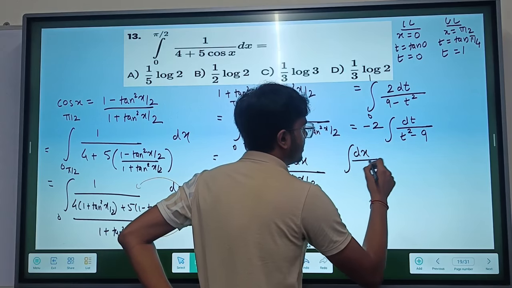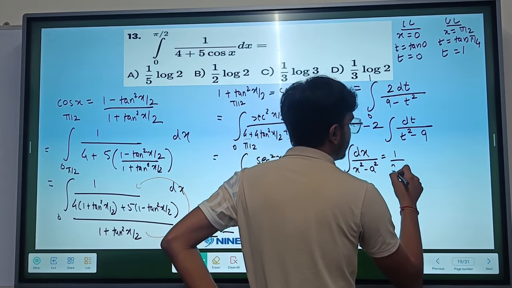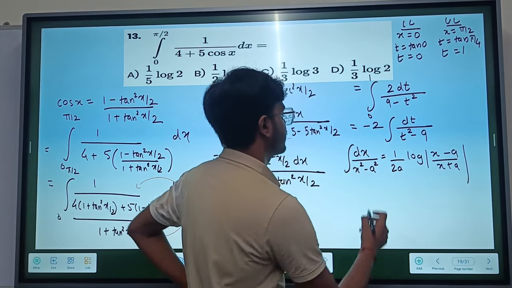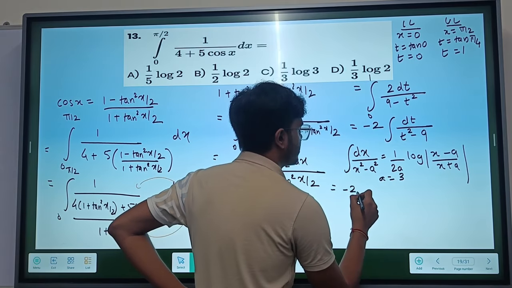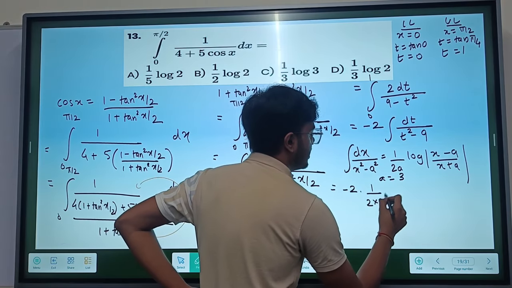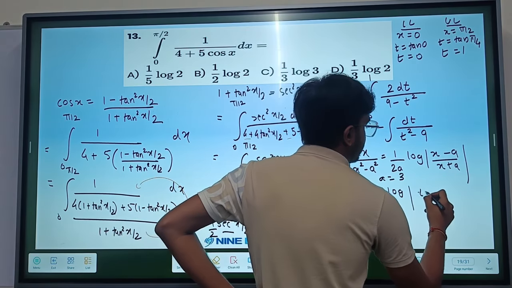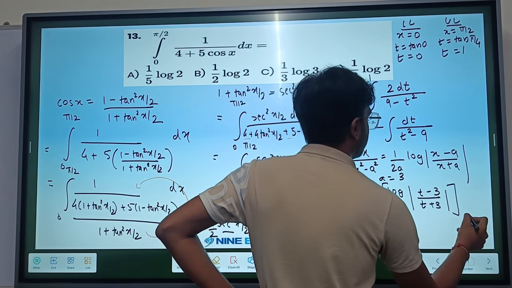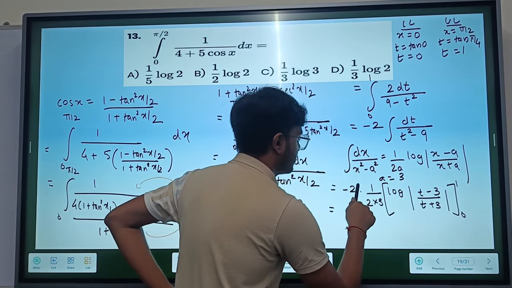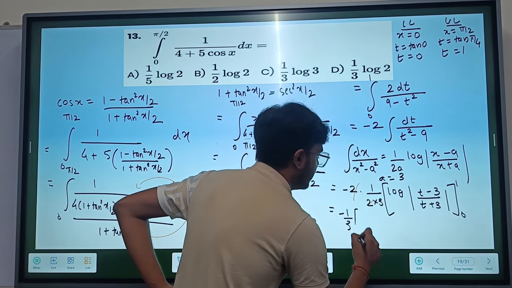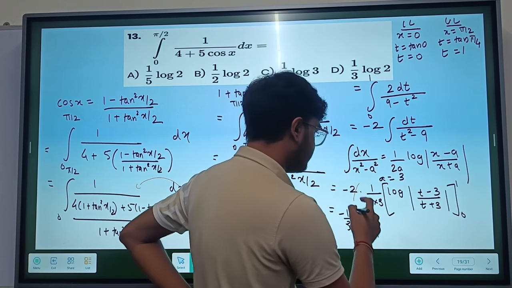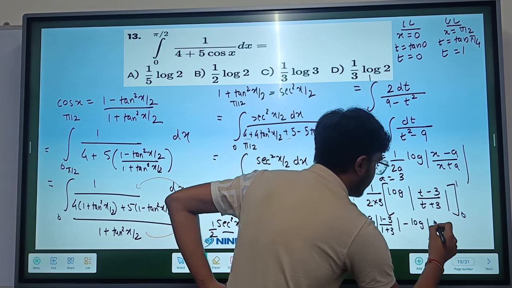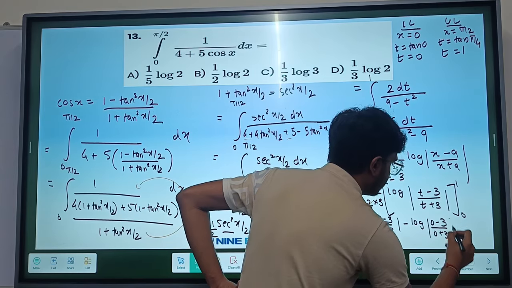So what is the integration of dx by x square minus a square? 1 by 2a log mod x minus a by x plus a. Here, what is the a value? 3. So we have minus 2 into 1 by 2 into 3 log mod t minus 3 divided by t plus 3. And the limits are from 0 to 1. So 2 cancels, minus 1 by 3 log mod, put in the value 1 minus 3 by 1 plus 3, minus log mod 0 minus 3 by 0 plus 3.